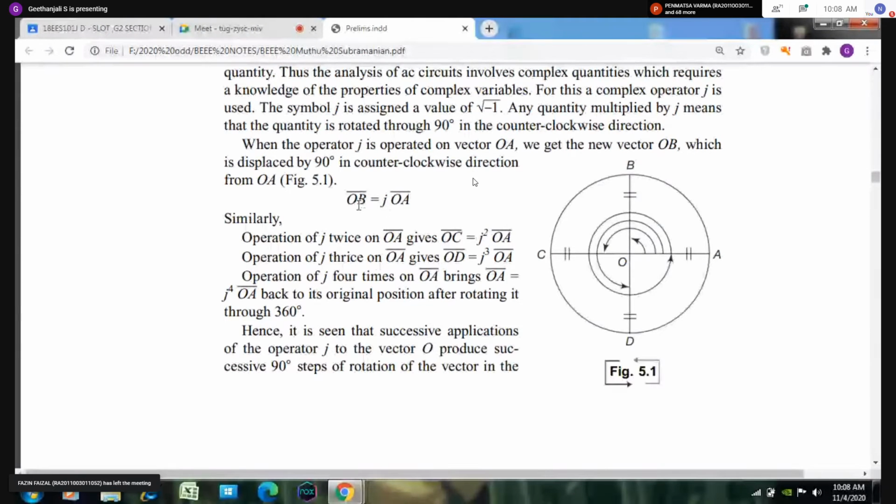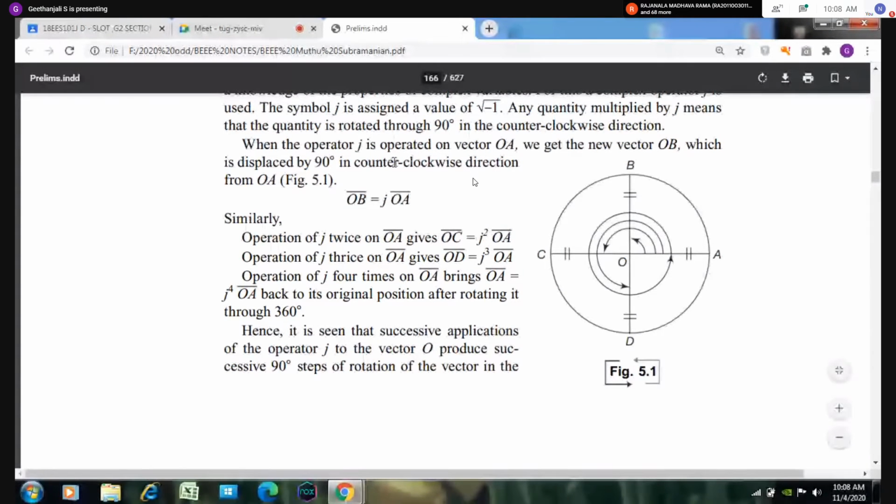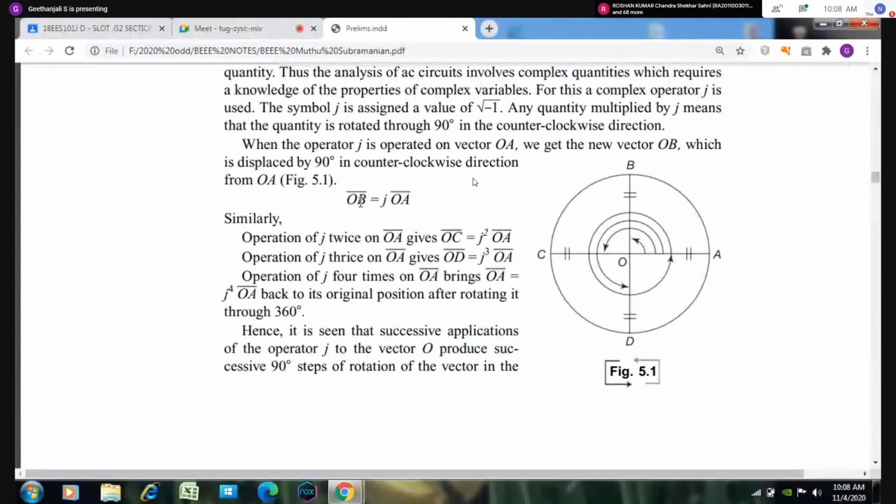Listen, this is the reference OA. Now you see OB. OB is given, in terms of the reference, by J into OA. So if there is a 90 degree phase shift, the corresponding value should be multiplied with J with reference. Are you getting this point? This is a very small concept. For OB, 90 degree phase shift, what you need to do is multiply with J OA. What about OC? 180 degree, so J square into OA. It should be multiplied with J square with respect to OA.